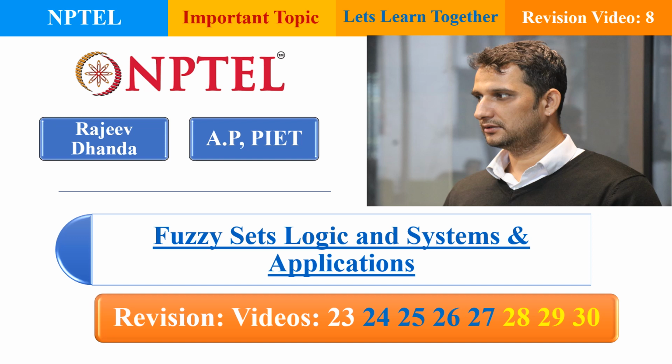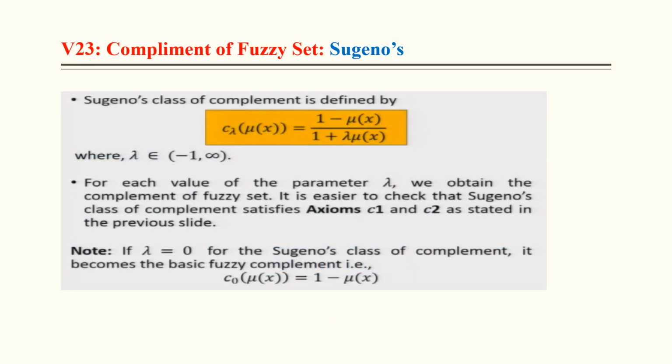In this video, there are 3 categories. 24, 25, 26 belong to one category and 28, 29, 30 belong to another category, and video 23 belongs to a single category in which there is a concept of complement. So in this model, a complement of fuzzy set. There are two types of complement, Sugeno and Yagers.